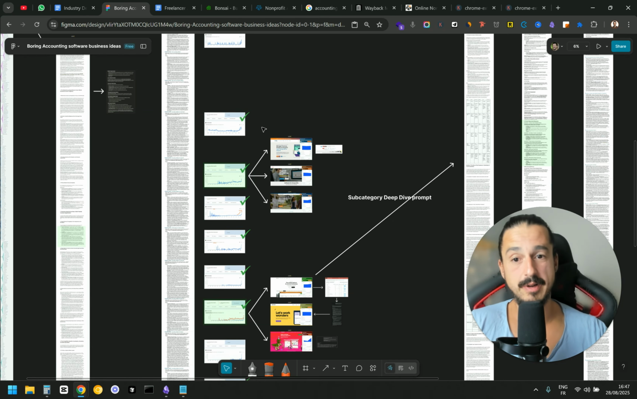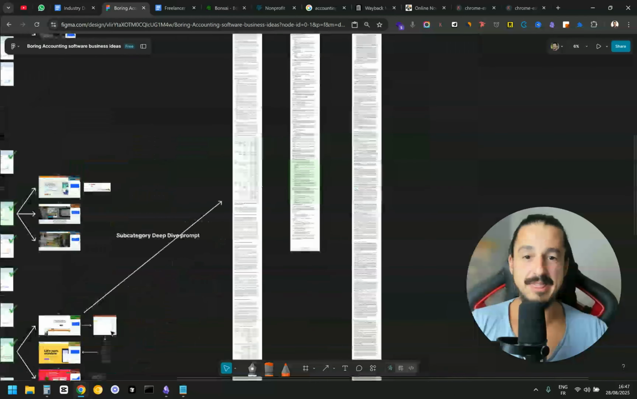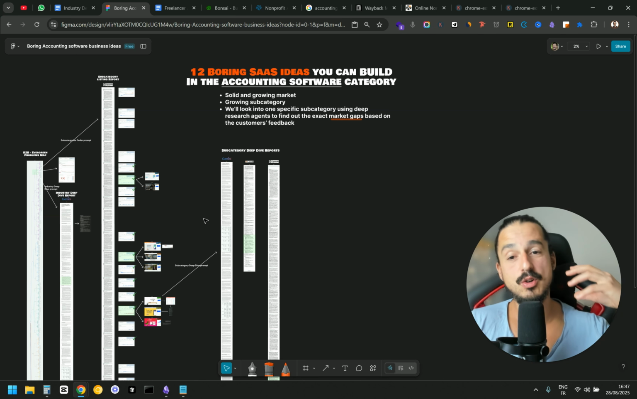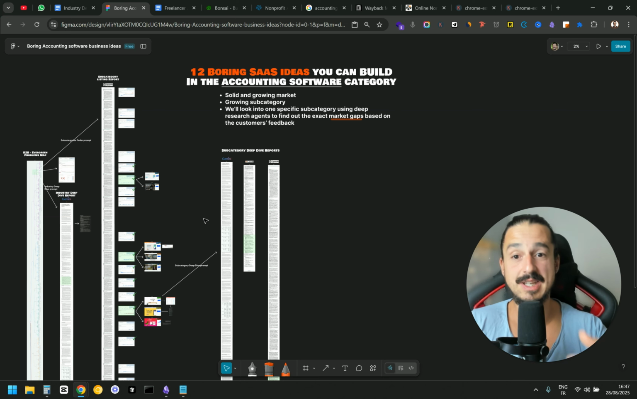We explore the ones we find the most promising, and we look for indicators, clues that tell us, okay, there is a lot of demand here. There are existing competitors. We can build something within this category that solves the unsolved pains. Then we use the subcategory deep dive prompt that then does the market research specifically on this subcategory, finds out all the pain points, and comes up with different business ideas that are most likely to succeed if executed correctly. And that's it for this video.